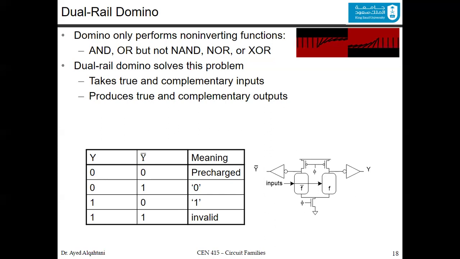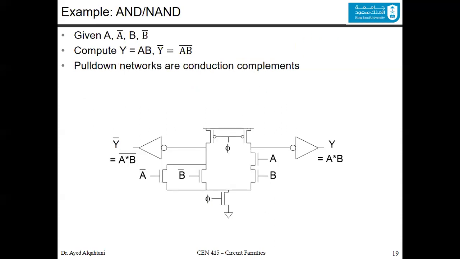The dual rail domino solves this problem. So it takes the true and the complement of the inputs and produces the true and the complement in the outputs. Let's have an example to understand the concept of the domino and also the dual rail. So let's say that we want to design a NAND. This is the function of the AND. This is the function of the NAND.